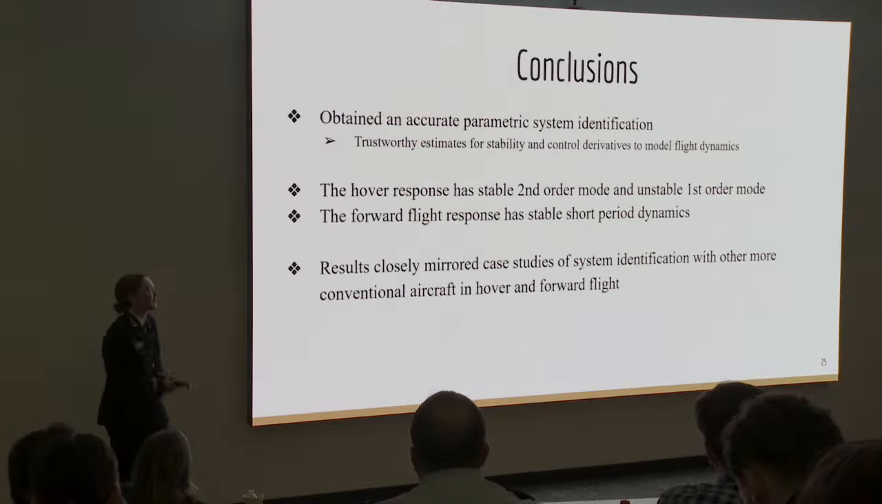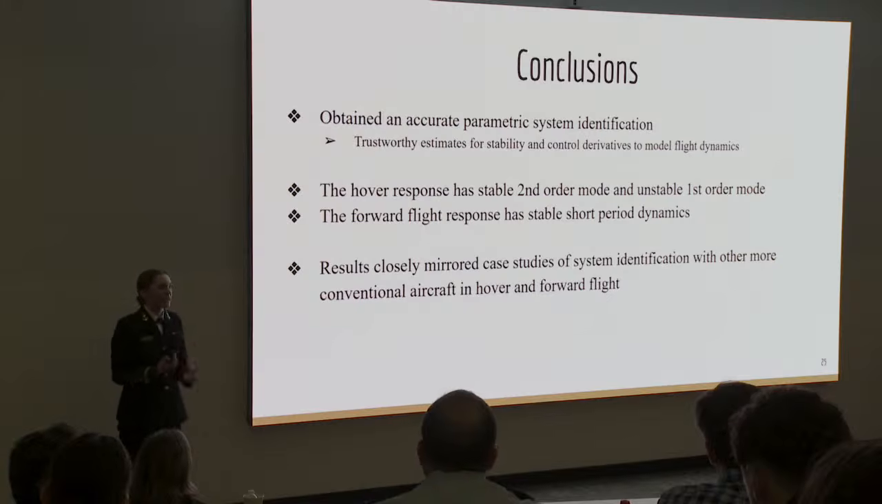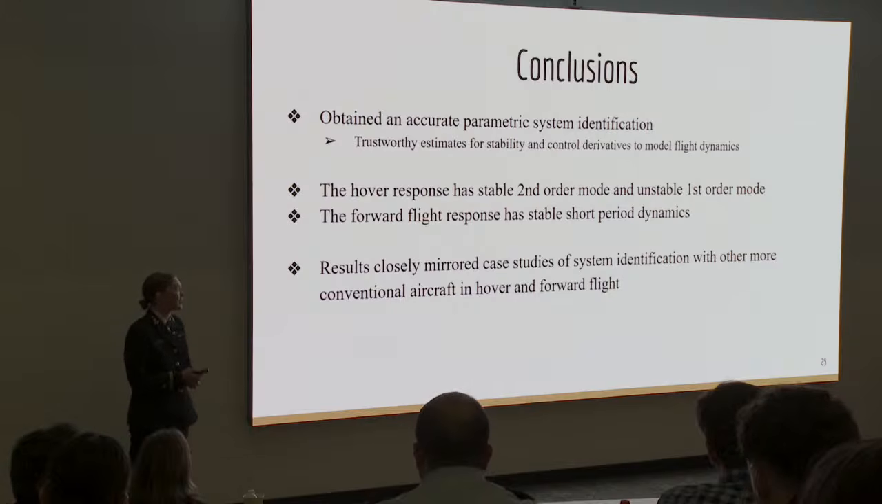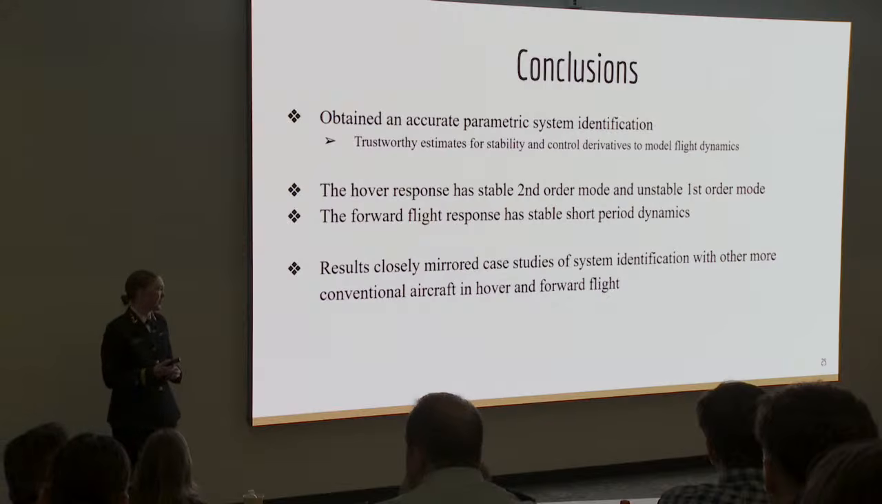So from our results, we succeeded in obtaining an accurate parametric system identification model, which means we can trust our estimates for the stability and control derivatives. We also gained a little more insight into the flight behavior of the UAV. We saw that the hover response has a stable second order and unstable first order mode, and then we also saw that it was stable and well damped in the short period for forward flight.